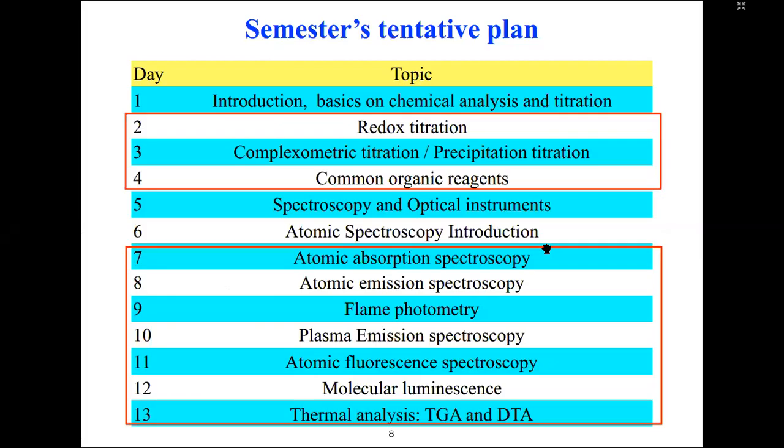So in our first lecture, we introduced chemical analysis and titration. In our second lecture, we talked about redox titration and redox indicators. Today, in our third lecture, we'll be discussing complexometric titration and precipitation titration, these two topics.